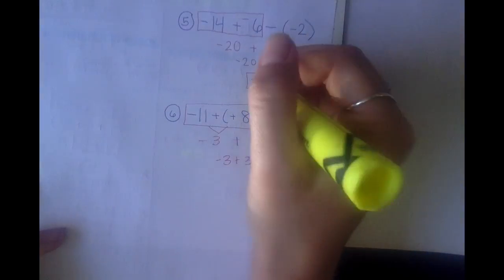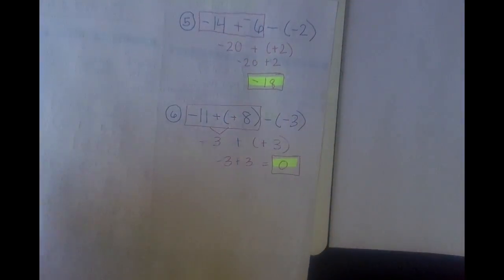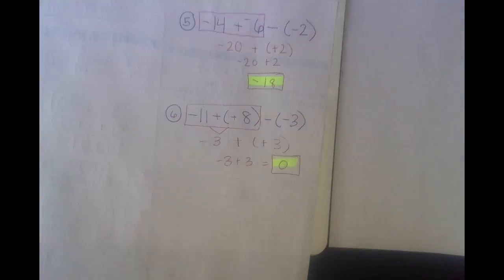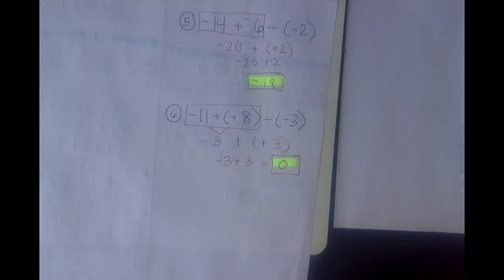So in this case, I have negative 18, and here I have 0. All right, so hopefully that helped you guys. It's sort of a review for everything, and then we'll move on to a different section tomorrow. Let me know if you have any questions.